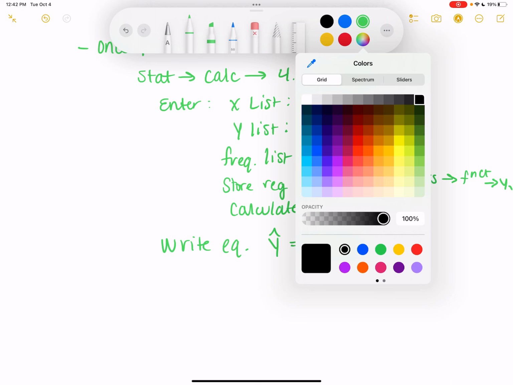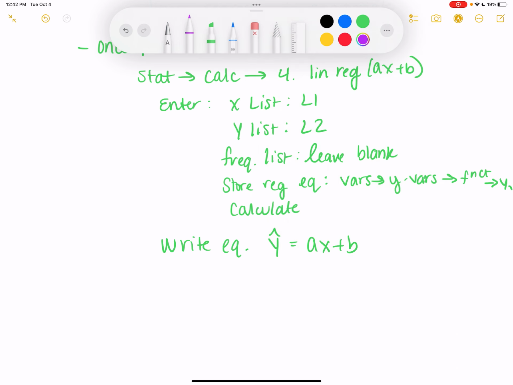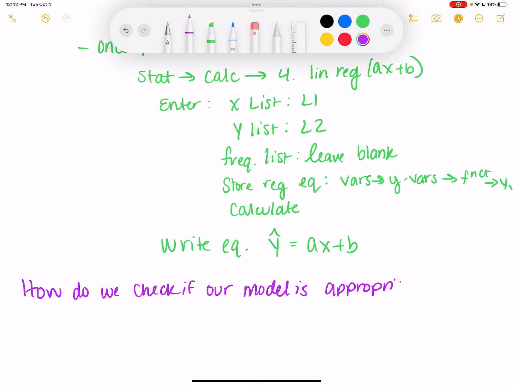So, how do we check if our model is appropriate? Look at the residual scatter plot.